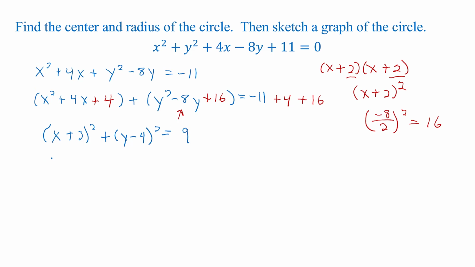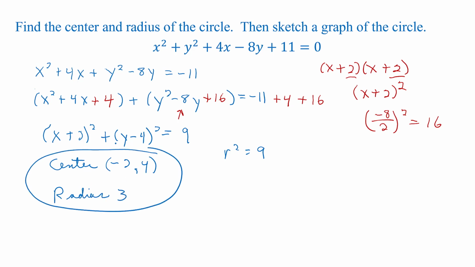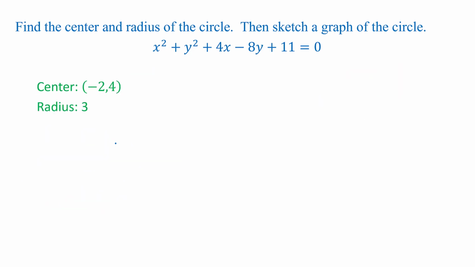So I can see here, remembering (x - h)^2 + (y - k)^2, that we would have a center (h, k), which here would be (-2, 4), and r^2 here would be 9, telling us that the radius is the square root of 9, or 3. So we have a radius of 3. We'll go ahead to graph this circle next.